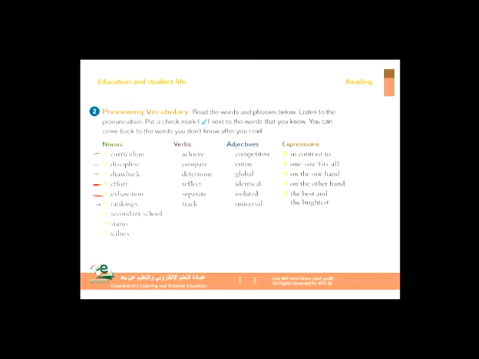Rankings. All right, for universities, for example, there are rankings. University number 1, university number 2, university number 3. This is called a rank system or ranking. Then secondary school. In Saudi Arabia, for example, we have elementary school, intermediate school, and then secondary school.